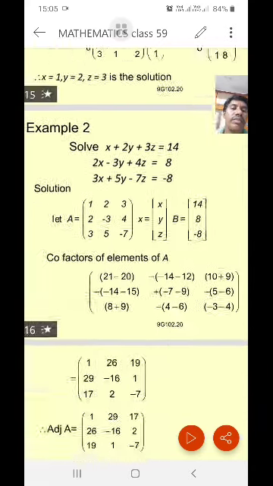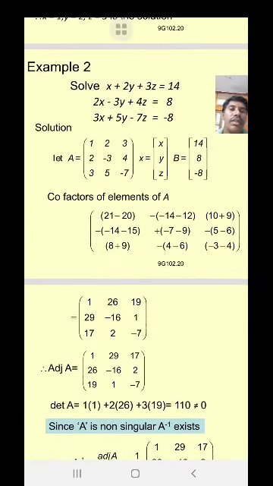Next, see another example, the second one. Solve x plus 2y plus 3z equals 14, 2x minus 3y plus 4z equals 8, 3x plus 5y minus 7z equals minus 8.